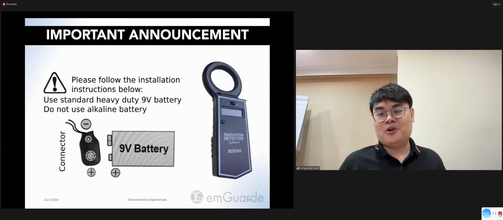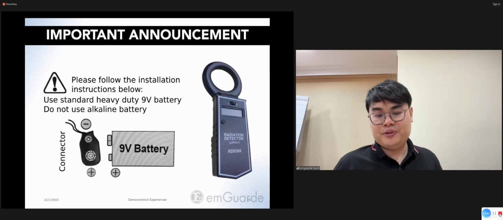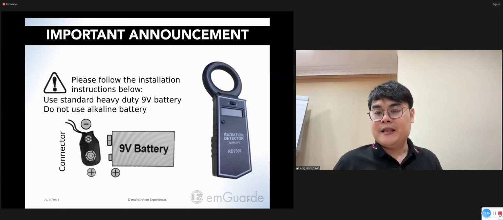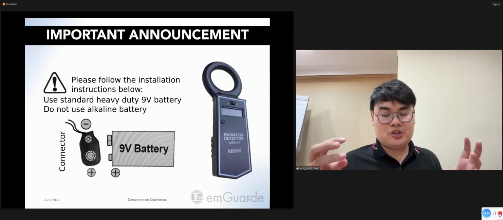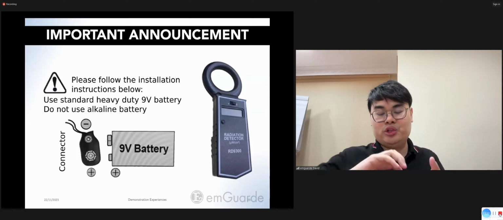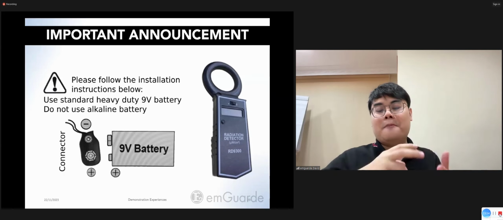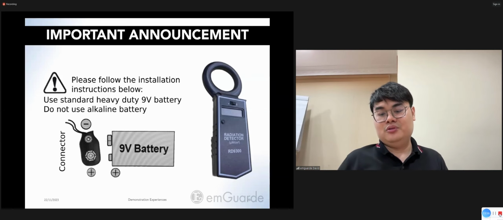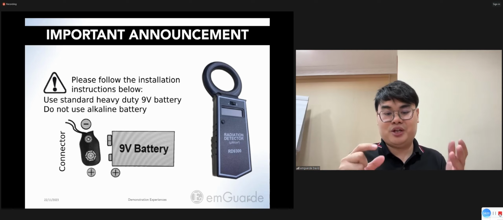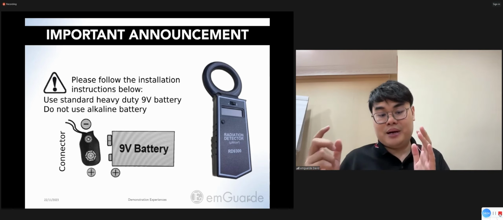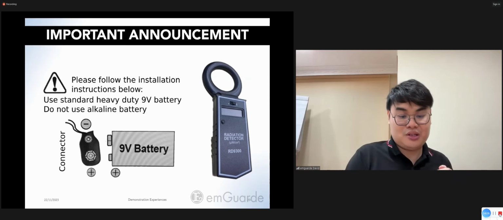An important note for the distributors to understand is that this is actually an instruction from the supplier. When you install the battery, please make sure that you don't do it in reverse. Don't just go reverse and accidentally touch, because this might do some damage to the detector. So please remember, when you install the battery, make sure that you put it to the right connector. Minus to minus, positive to positive.